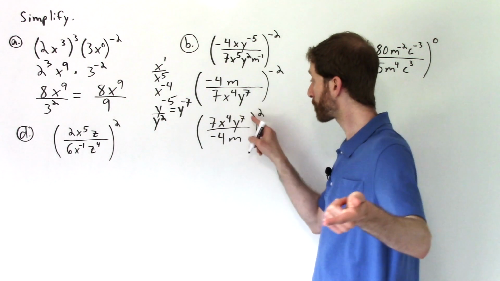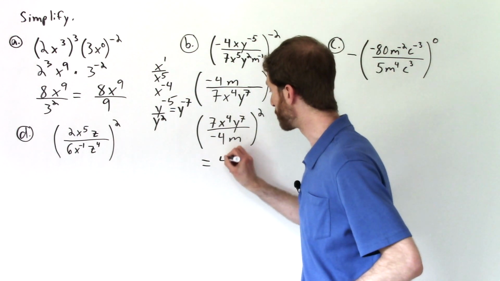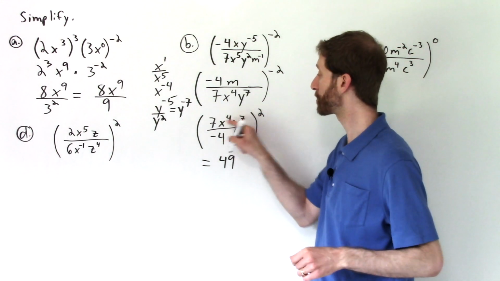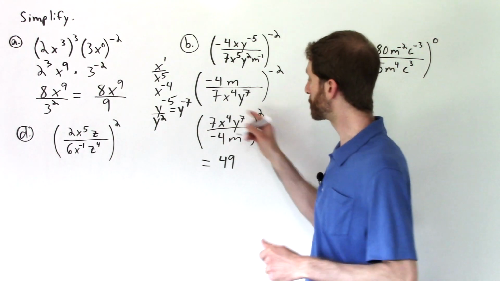What's 7 squared? Well, it's 49, 7 times 7. x to the 4th to the 2nd, we're raising a power to a power, so we multiply. 2 times 4 is 8.